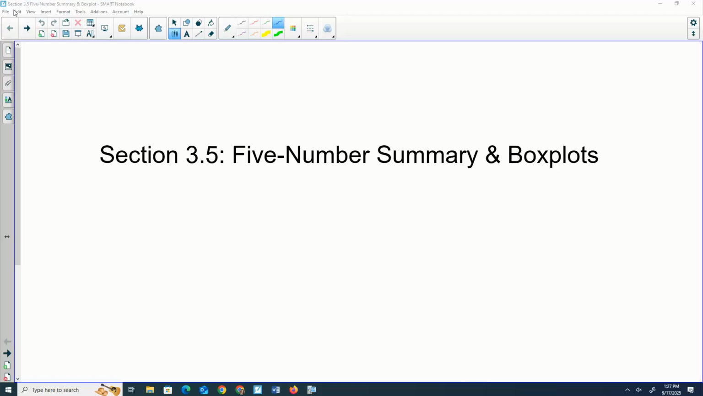Summaries and box plot. Just like everything, where should you be looking for all of your information? The formula sheet. First thing we're talking about is a 5-number summary. That is the last bullet on chapter 3 for your formula sheet. So you don't have to memorize any of this, it's all given to you.